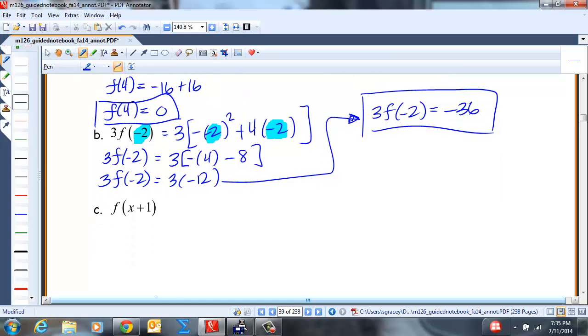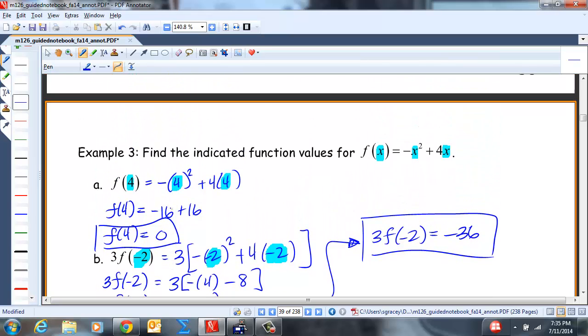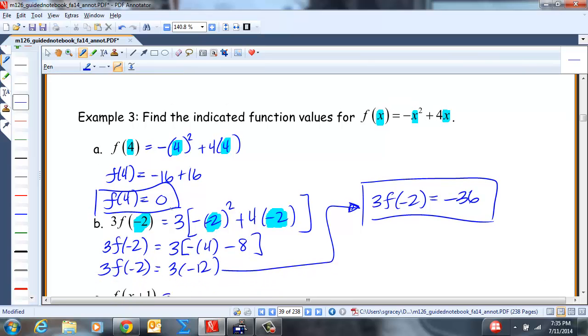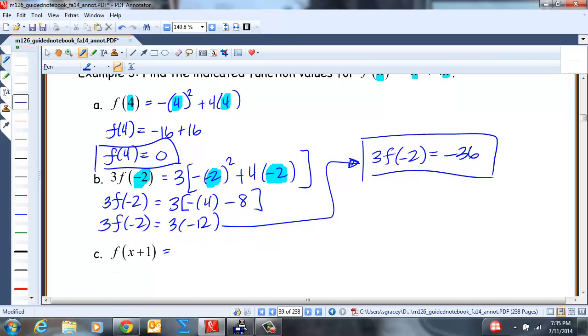You guys are doing great. Hang in there. Now, instead of plugging in a constant, we're going to plug in, it's actually a linear function, right? x plus 1. So our function is still the same, which was the opposite of something squared plus 4 times that something, right? So the opposite of our something, which happens to be x plus 1 squared, plus 4 times that something.